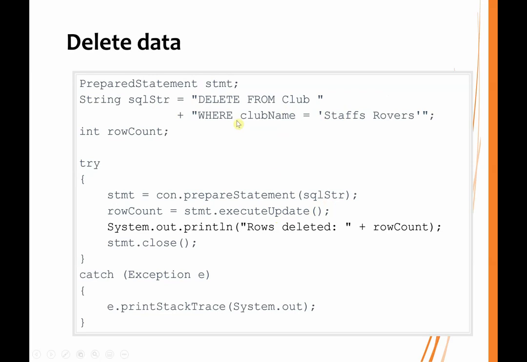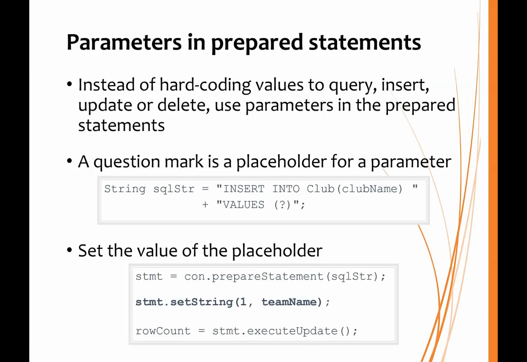Now, the examples we've used so far have had hard-coded values. But what if we want to use variables? In which case, in our prepared statements, we will want to make use of parameters. So here's an example. We are wanting to insert into the club name, some values. And what we're putting here, represented by the question mark, is a placeholder. Having prepared the statement, we are then able to provide a value that will sit in place of the placeholder.